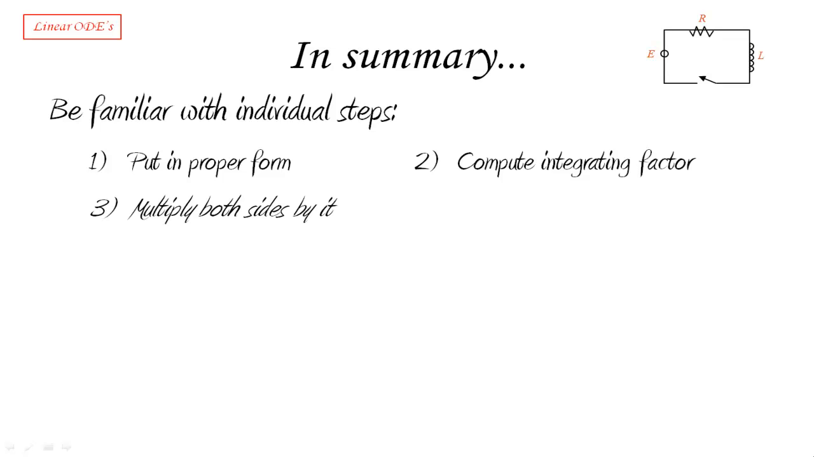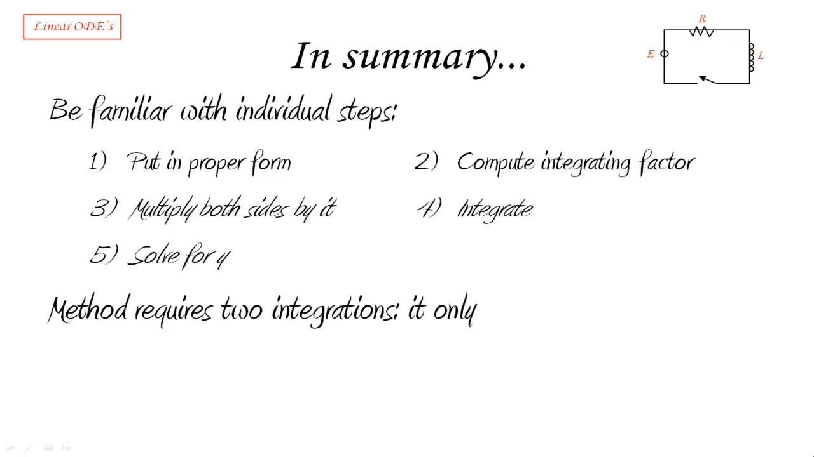Thirdly, we multiply both sides of the original equation, or in proper form, by this integrating factor. At this point, we're going to integrate both sides using the fact that the left-hand side is just the derivative of a product rule, and hoping that the right-hand side is easy to do. And then finally, we're going to solve for y explicitly, if you want, by using the formula that we saw earlier.